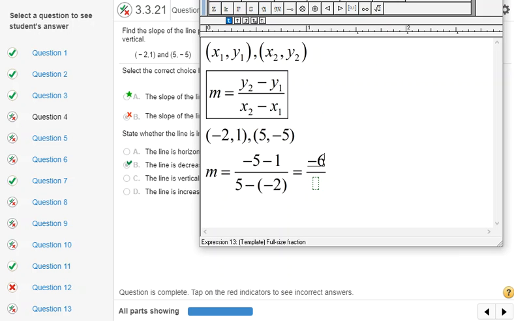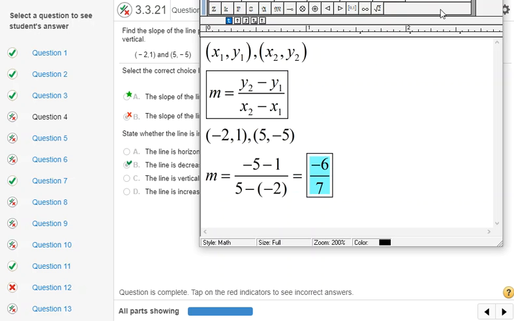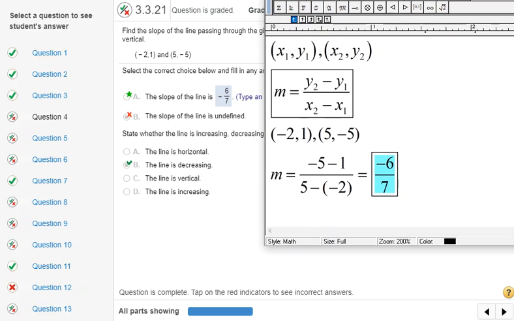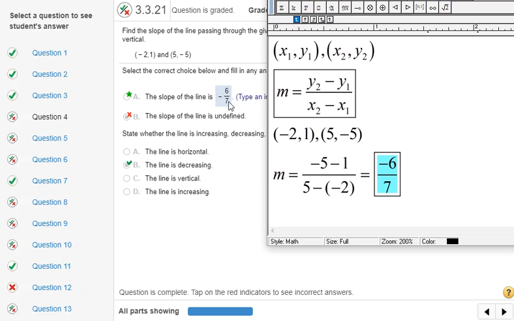-5 minus 1 is -6. Subtract across the bottom. Actually, I'll turn that into an addition, because I have the 2 negatives right there, so that's really a 5 plus 2 is 7. And so that gives us a slope for these 2 points of -6/7. You can see that that was the correct answer for this one.